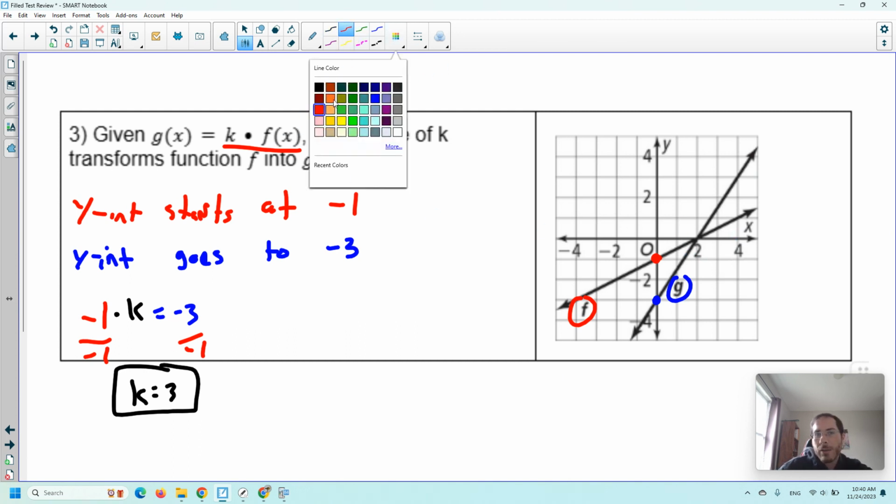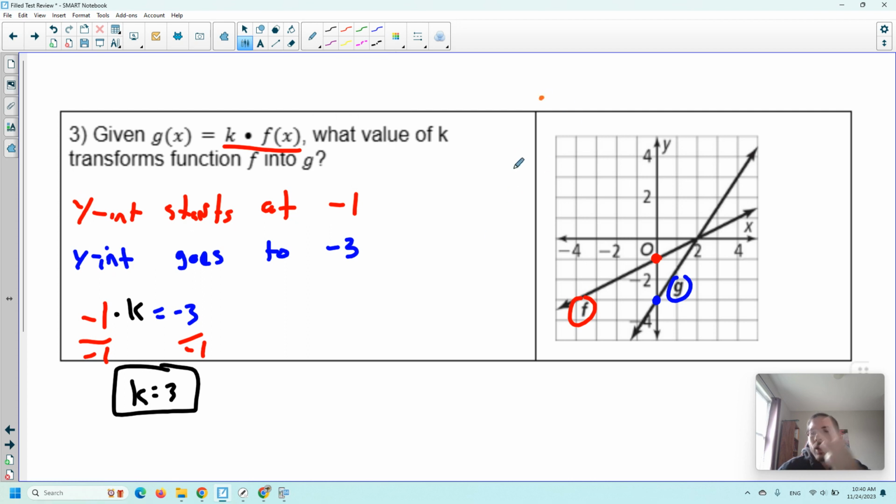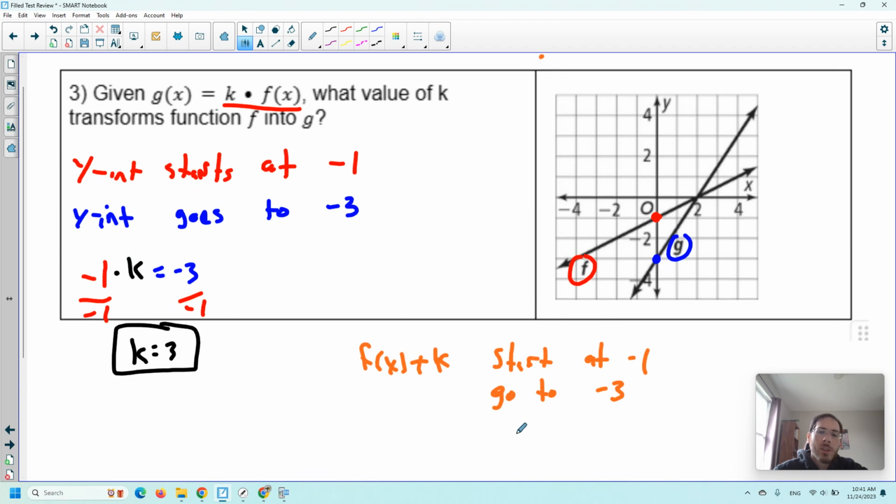Now, if we were adding, because again, I could also ask adding. Those are the two that I'm allowed to ask. If I were adding, well, there's more I could ask. But if I was adding, I could ask inside or outside. But if I wanted to do f of x plus k, then instead of a multiplication, we would say we start at -1. We would go to -3. And instead of doing a multiplication, we would just ask, well, -1 plus k equals -3.